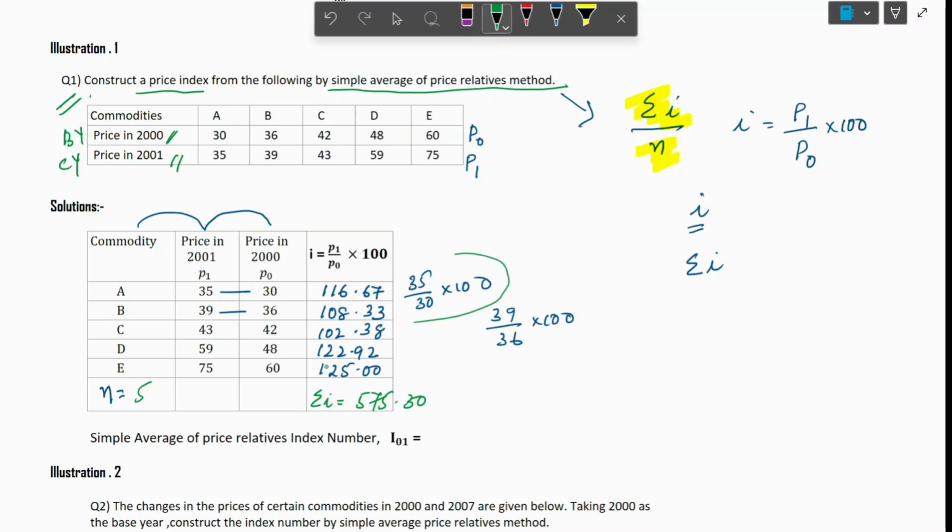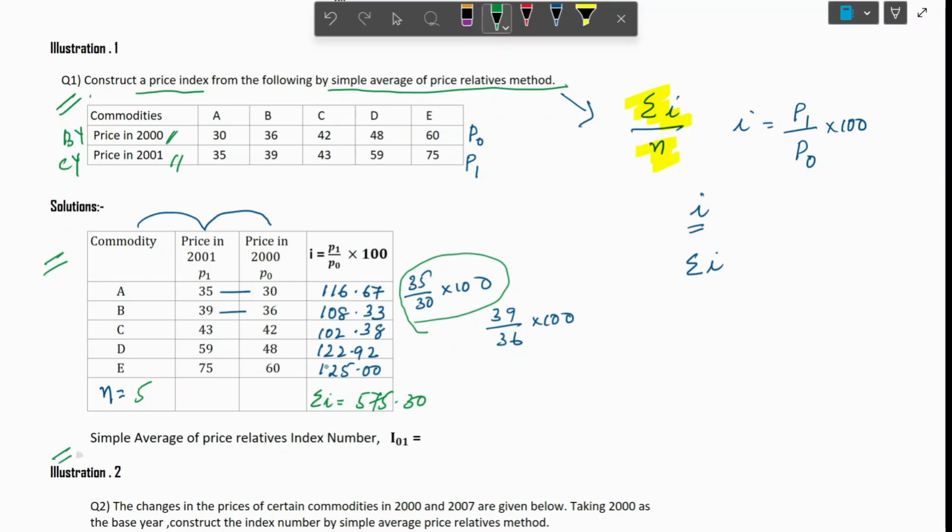Here, I think this is clear for you. How do you calculate I? Therefore, don't make mistake. Now see here, if you're writing P1 first and P0 second, you can easily do it. 35 divided by 30, 39 divided by 36. Because speed is also very important to solve the question in examination. Now, second step, first step, table completed.